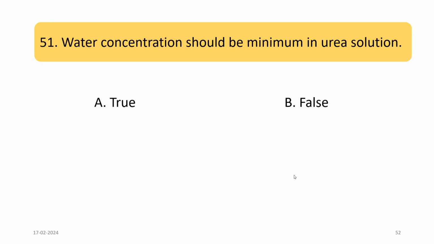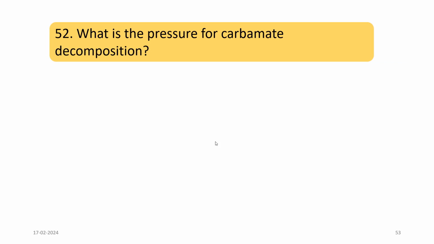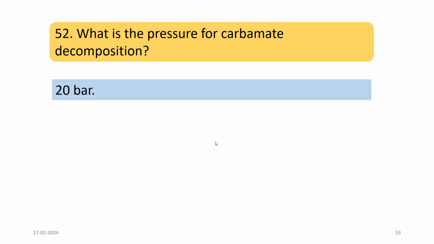Next question is water concentration should be minimum in urea solution. This is true. So water is an impurity in urea production case. So that is why water concentration should be minimum. Next question is what is the pressure for carbamate decomposition? We have seen that in carbamate formation, the pressure was 130 bar, right? But in case of carbamate decomposition, the pressure is low, that is only 20 bar. Then only carbamate can be decomposed to form urea.